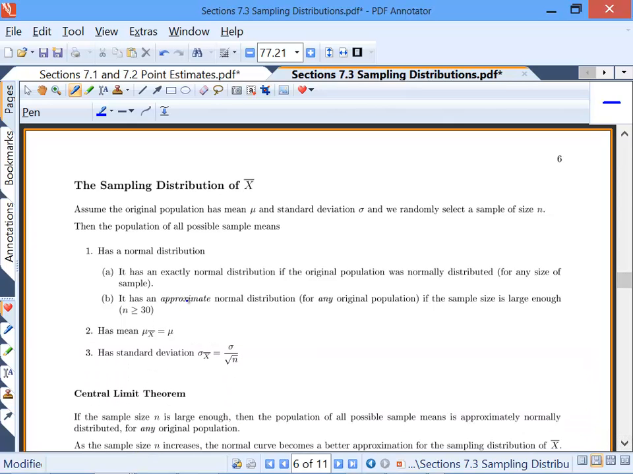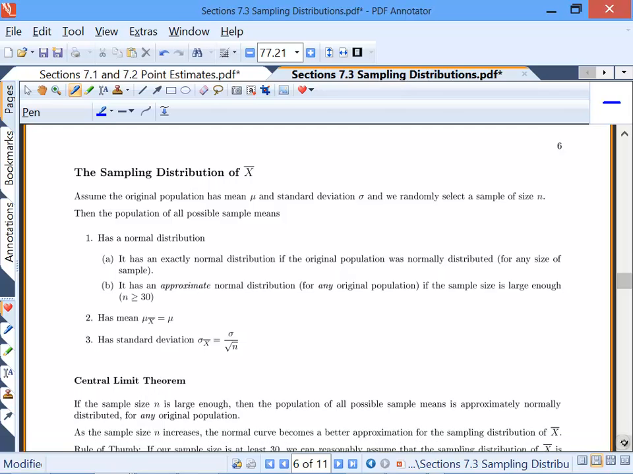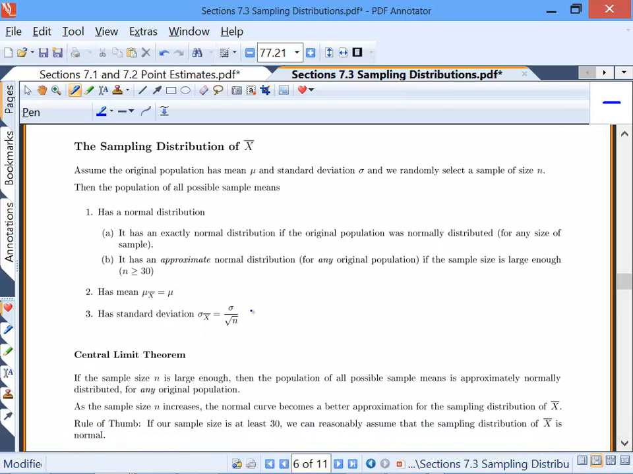The mean is mu of x bar equals mu. The standard deviation, sigma x bar, is sigma over the square root of n. Again, we've proved these two formulas several times in this class.